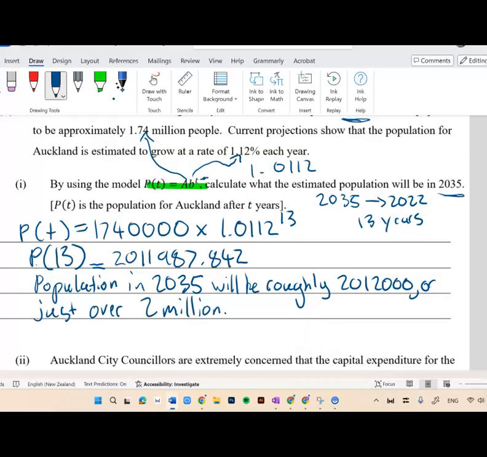Okay, so grades wise, form a successful model for P(t). So this is achieved if you get up to any of this part, merit.